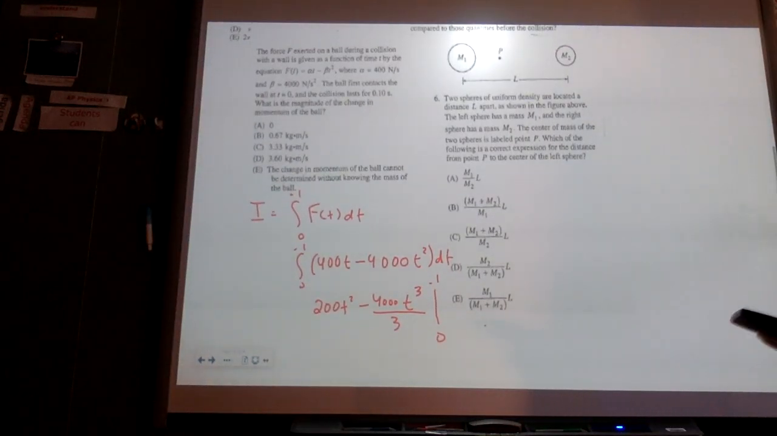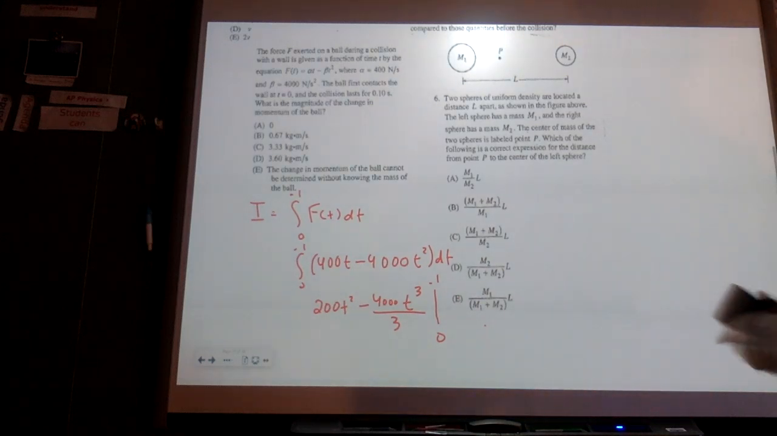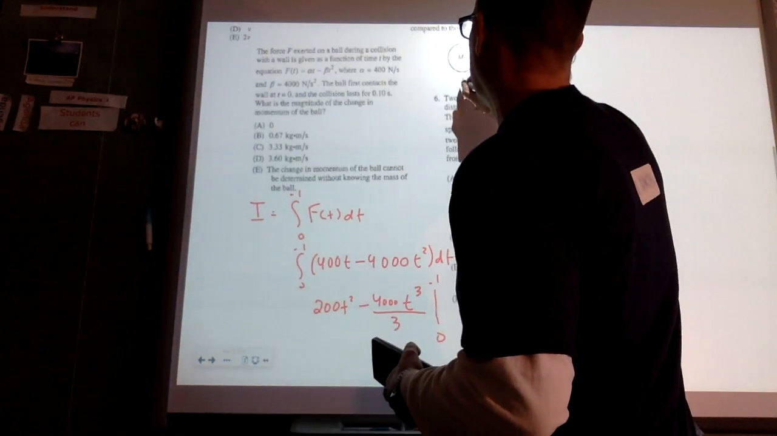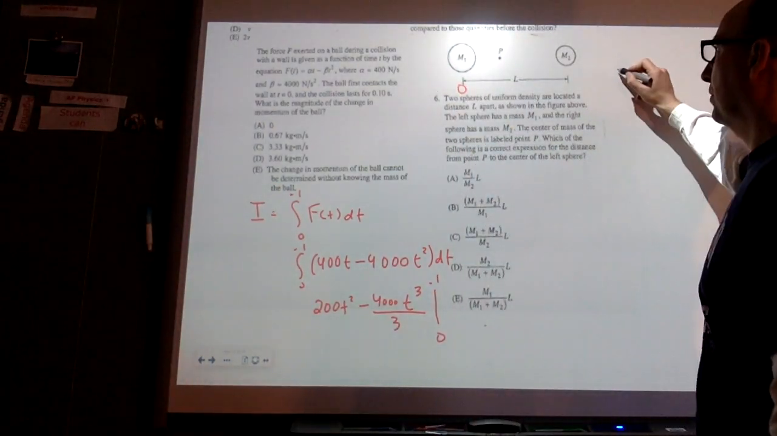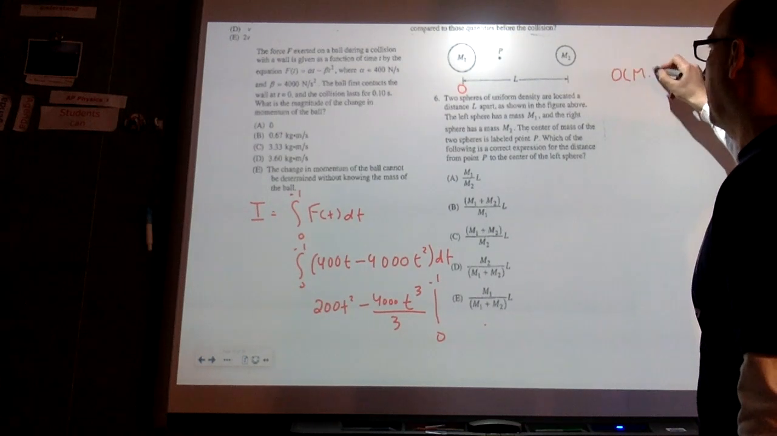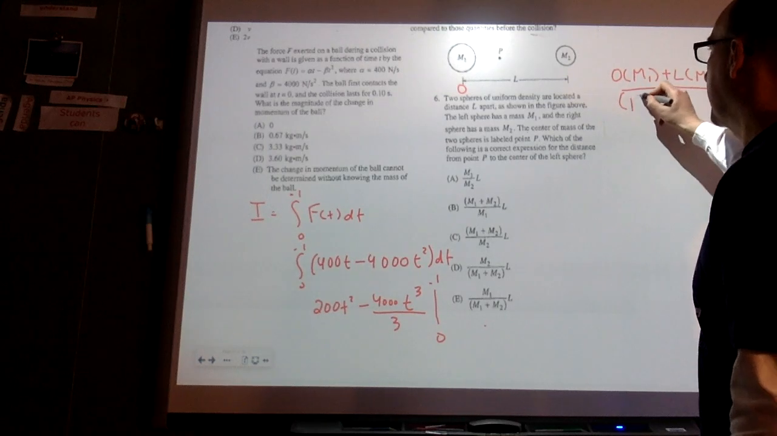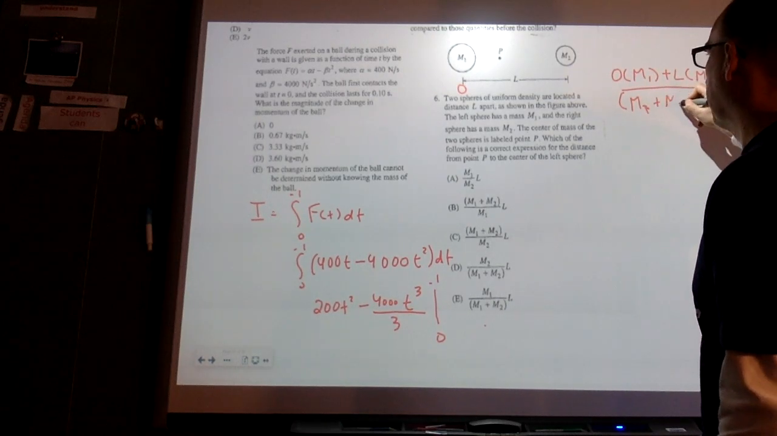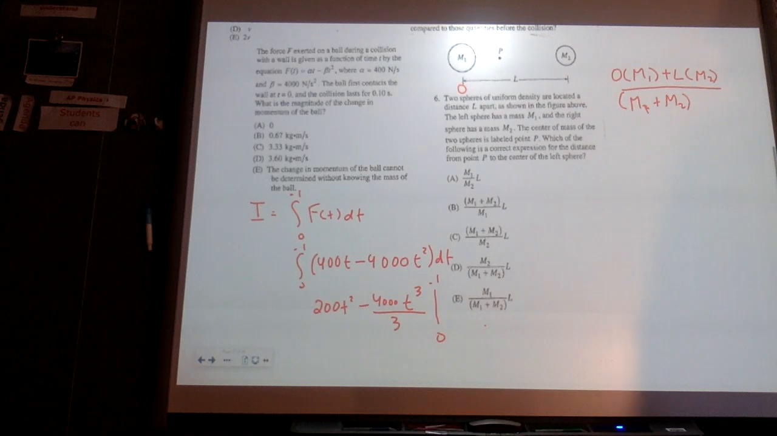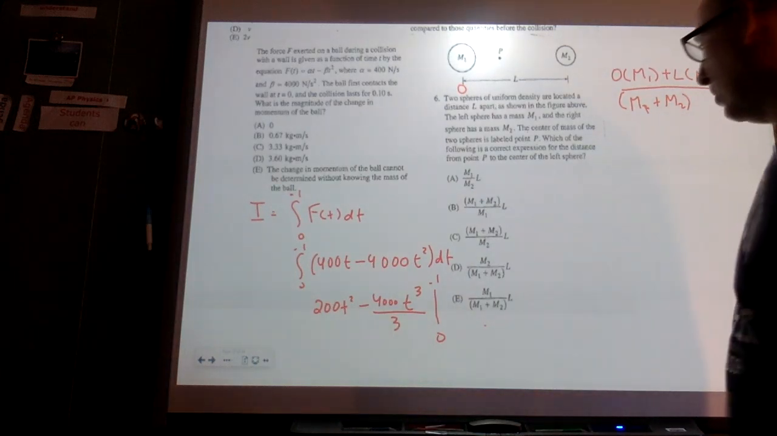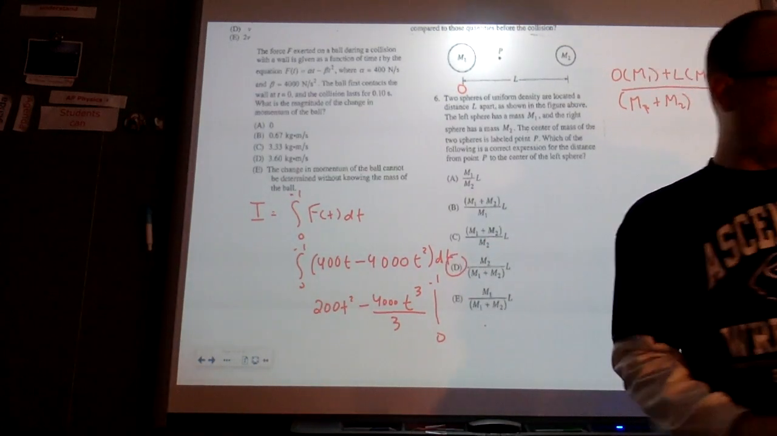Two spheres of uniform density are located distance L apart. The center of mass of the two spheres is labeled P. What's the correct expression for the distance from point P to the center of the left sphere? So let's make this 0. So I have 0 times M1 plus L times M2, divided by M1 plus M2, which would be R. So I have L times M2 over the total mass.